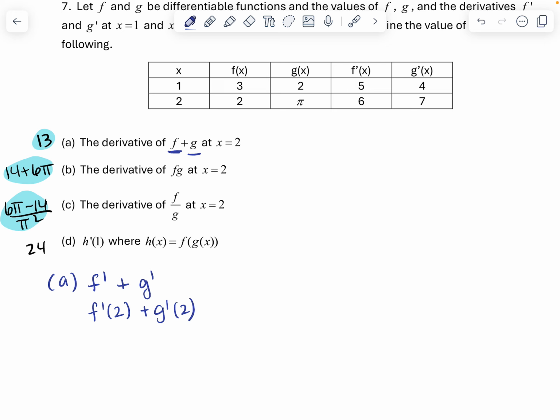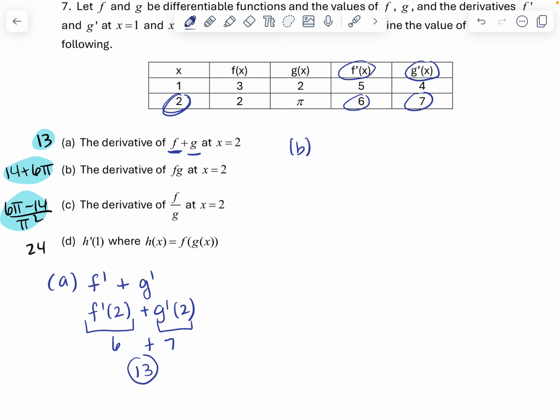And then we just literally use our table to get our values. So f prime of 2, here's f prime at 2, which is 6, plus, and then g prime of 2, g prime at 2 is 7, and we've got 6 plus 7 is 13. Okay, so that's A. Now if we look at B, here I'll do B up here.